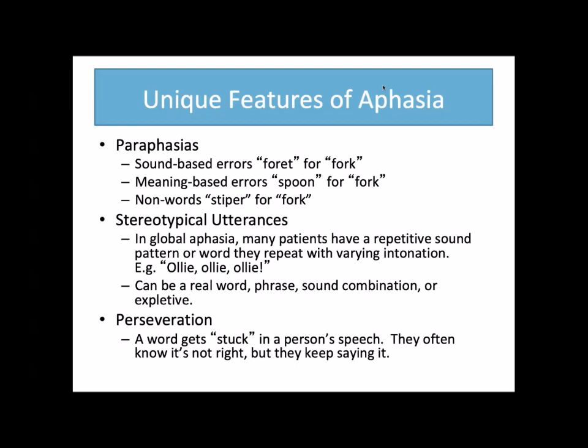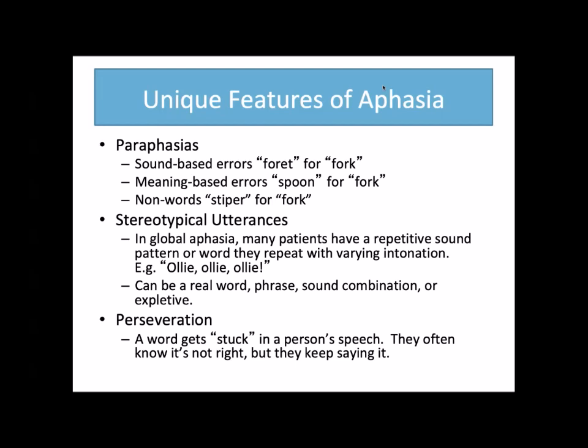Now, of course, if they're sitting down and looking at a plate of food and they ask you for a forest, it's a good guess that they don't actually want a bunch of trees. They want a fork. They might ask for a spoon when they want a fork, because that's a meaning-based error or a semantic error. Or they might use a word that doesn't exist at all.